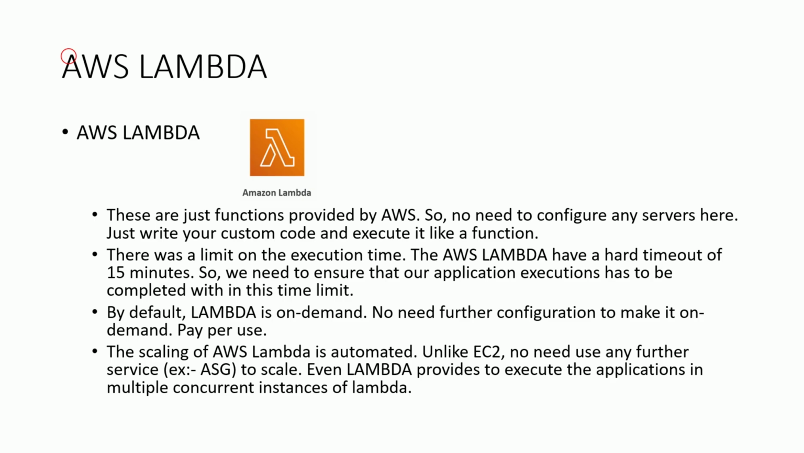And by default, AWS Lambda is on demand. That means no further configuration is needed to make it on demand, and you pay per use. Now, the scaling of AWS Lambda is automated. Unlike EC2, no need to use any further service like auto scaling groups to scale. Lambda even allows you to execute the application in multiple concurrent instances.